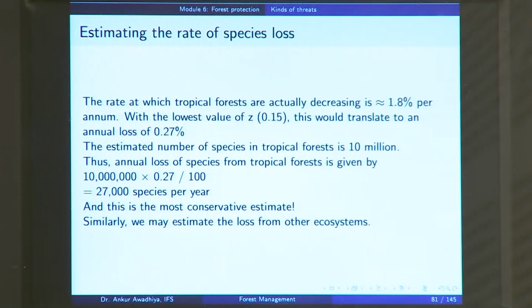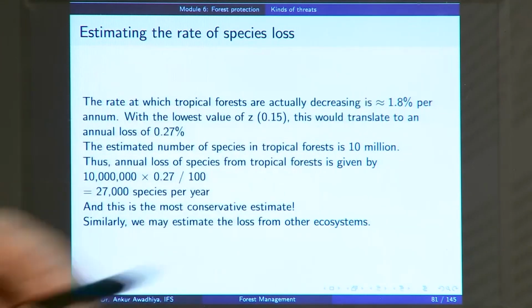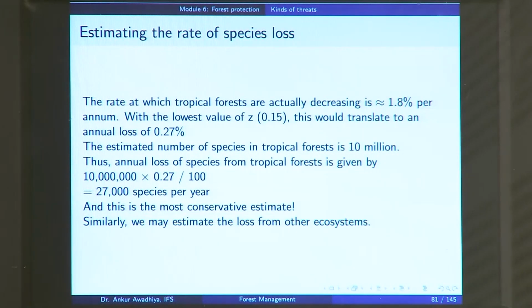But then this island biogeography model has predicted that if you have reduced the area of these islands by 90%, so you only have 1/10 of the area left, still it will be able to support a large number of species. But now what is happening actually is that the rate at which the tropical forests, so these are one big island, are decreasing is around 1.8% per annum. So, you are not decreasing this size by 90% in a year, you are decreasing it by just around 2% in a year, 1.8% per year. So, that should be a very small decrease.